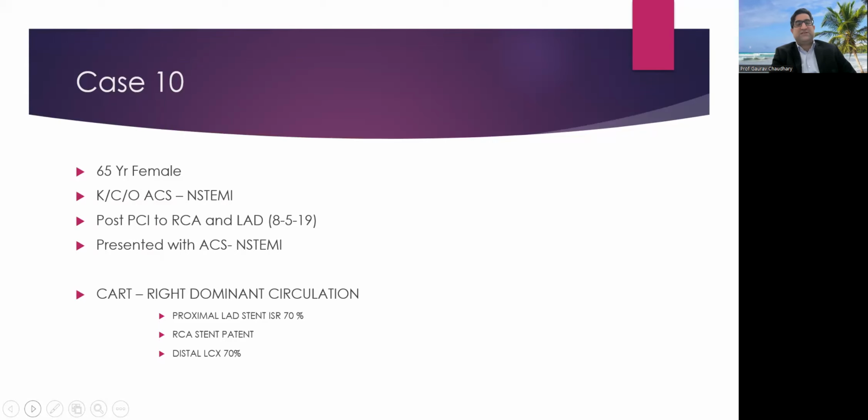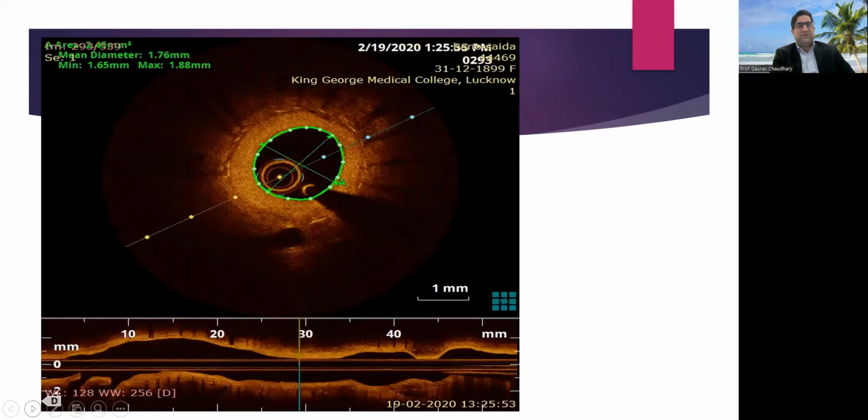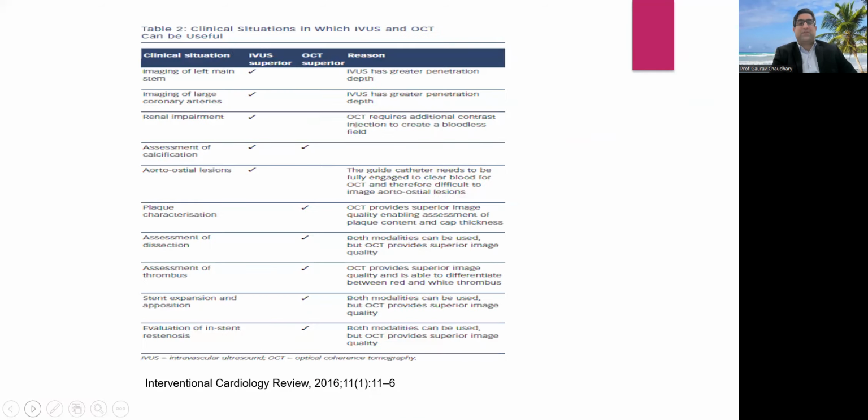And coming on to case 10, a 65-year-old female, known case of ACS, post-PCI to RCA, now presented with this ACS. And we did this assessment of this lesion, and in-stent restenosis could be seen. So these are the stent struts we could see. In the center we could see the catheter, and in between there is a bright signal-rich structure that is homogeneous. So it is most probably neointimal hyperplasia, NIH, that is often seen in case of bare metal stents.